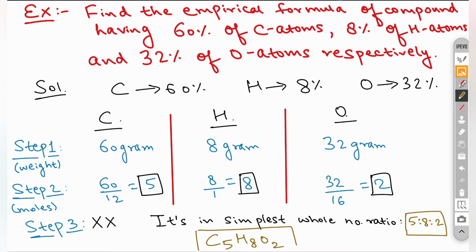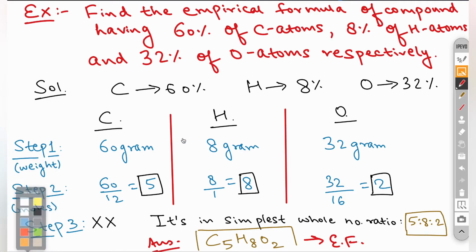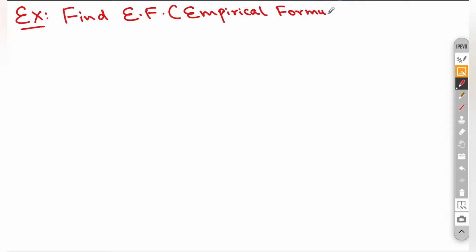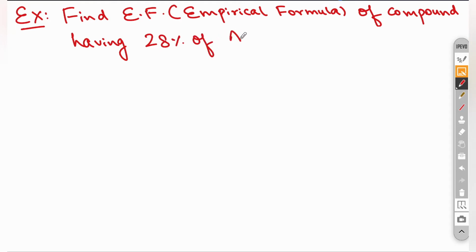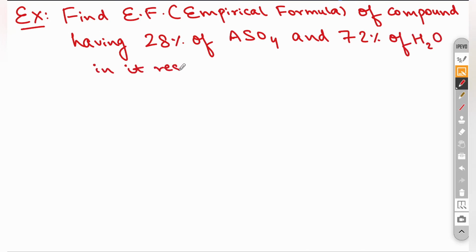It's very easy. Now this is the empirical formula. Now we'll see one more example. This one will be a little tougher. Find the empirical formula of a compound having 28% of ASO4 and 72% of water in it respectively. This question is an interesting one.